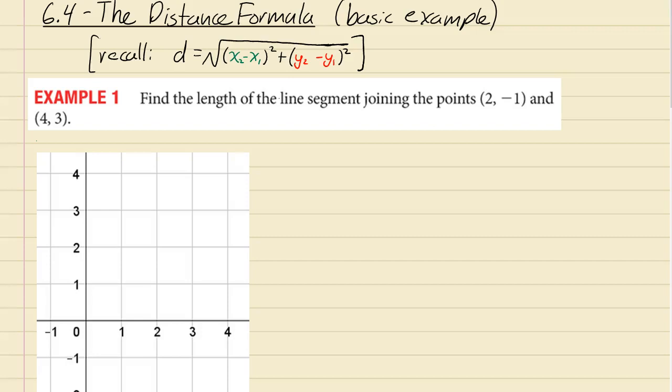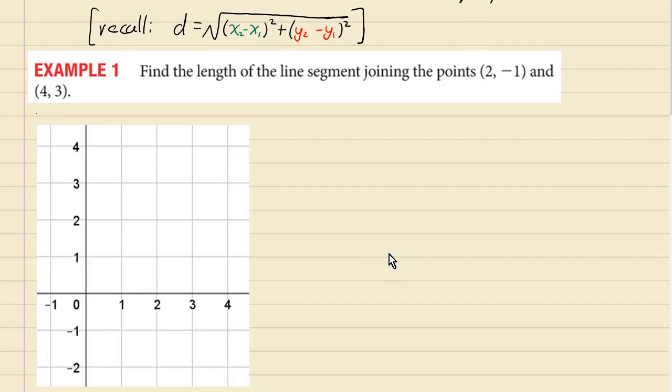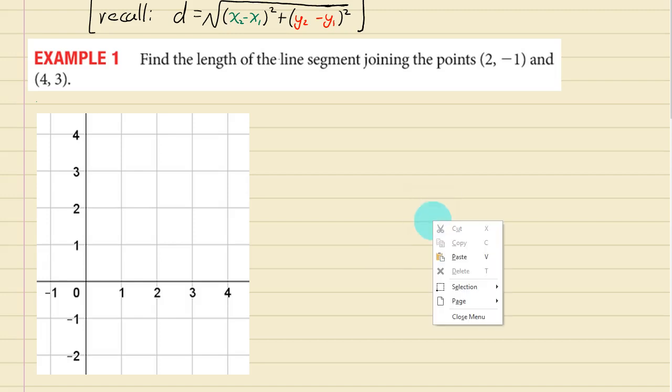Okay, here we go with a basic example of using the distance formula. I wrote out the distance formula here in case you don't have it written down or you don't remember it. It's one you're going to need to memorize pretty soon anyways, but hopefully you get a lot of practice using it in the homework to help with that. So anyways, we're going to do this example where we find the length of the line segment joining these points.